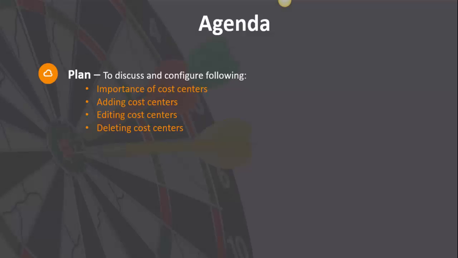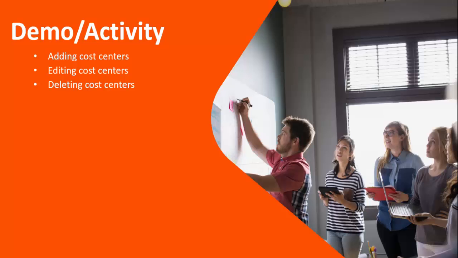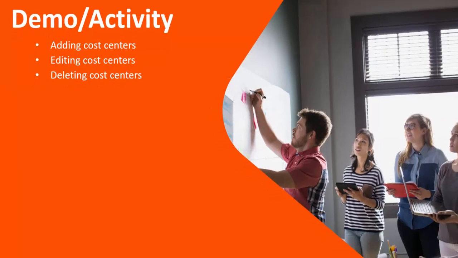The plan is to discuss and configure the following: importance of cost centers, which we have already discussed, adding cost centers, editing cost centers, deleting cost centers. Once you're done with this configuration, you'll have a fair understanding of how to use cost centers in the BMC CLM solution. During the demo, we'll talk about the steps for configuring, editing, and deleting cost centers. Let's switch to the cloud administration console and take a look at these configurations.